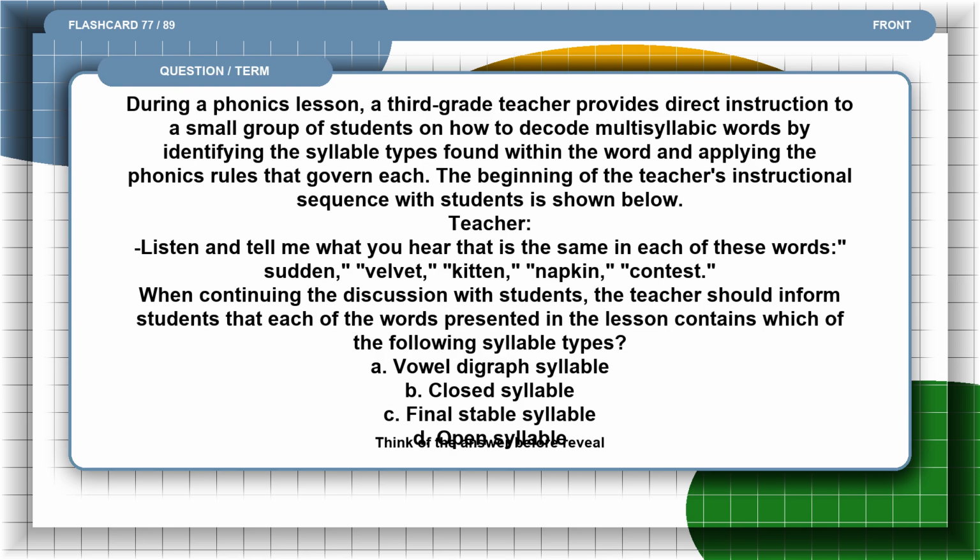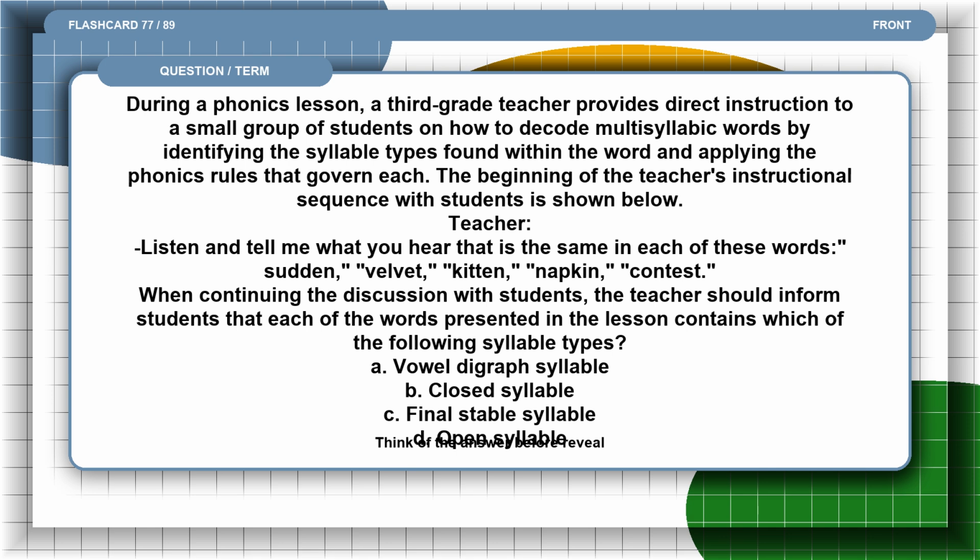Flashcard 77. During a phonics lesson, a third-grade teacher provides direct instruction to a small group of students on how to decode multisyllabic words by identifying the syllable types found within the word and applying the phonics rules that govern each. The beginning of the teacher's instructional sequence with students is shown below.